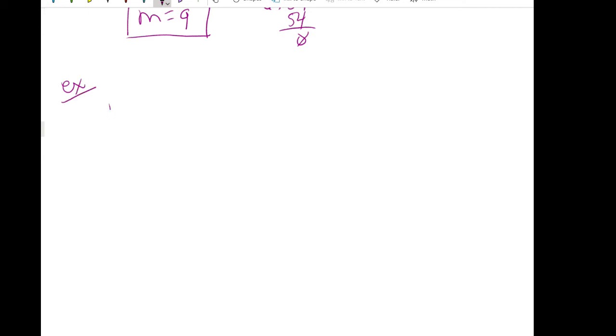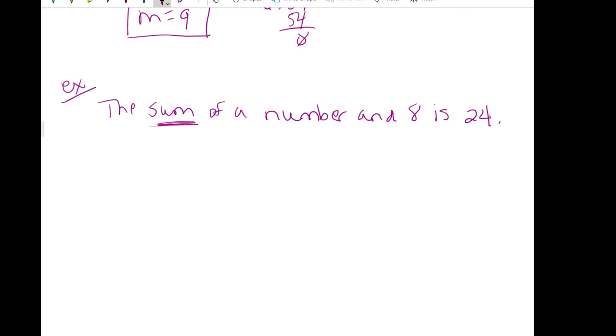So, the sum of a number and 8 is 24. Remember, in the previous videos we talked about mathematics being its own language. So we've got to identify key vocabulary here in order to help us write this effectively. The first is sum. And if you look back at your vocabulary from a couple of sections ago, you would remember that sum is the same as addition. So I know I have addition.